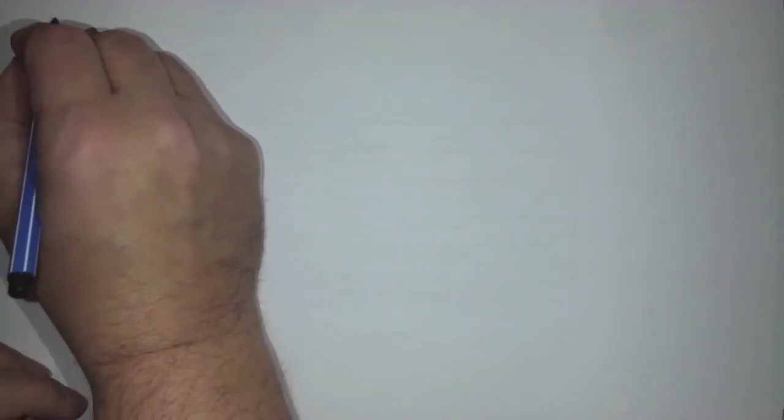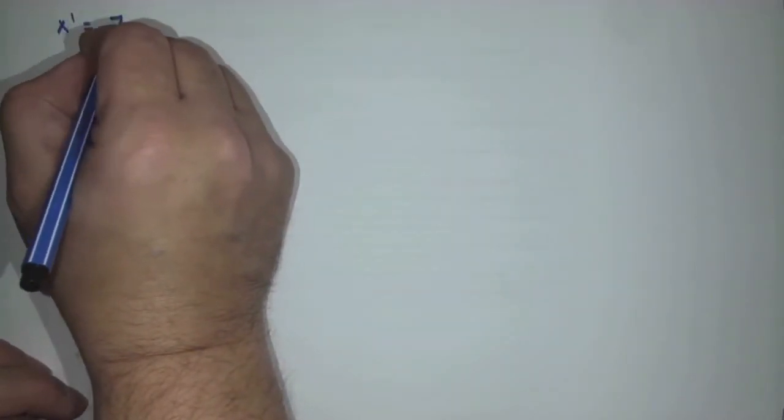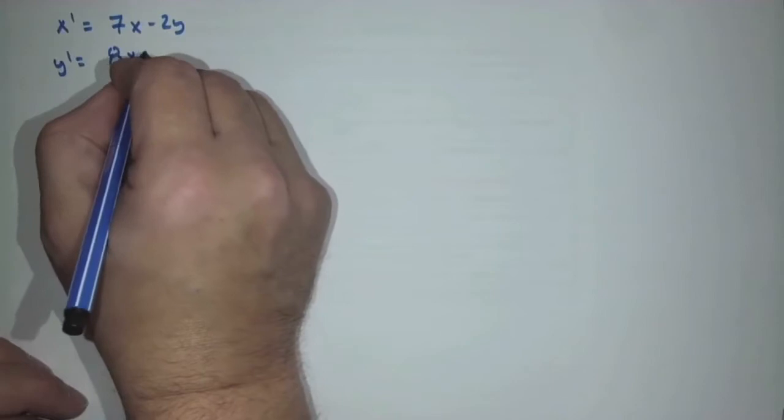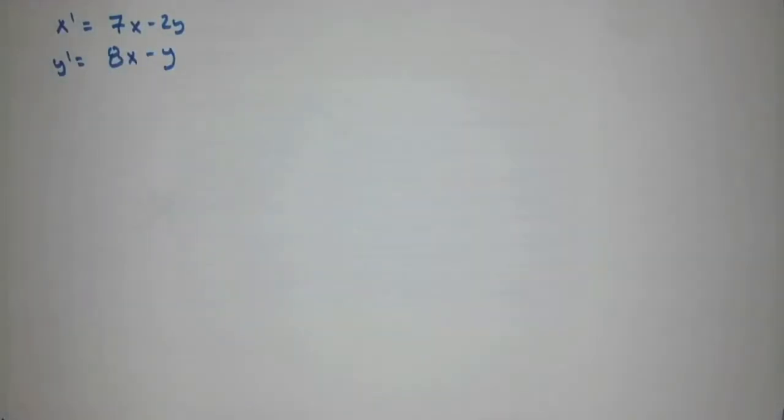Okay, so what's our basic setup? Well, we might have a system of equations. Let's say x prime equals 7x minus 2y, and y prime equals 8x minus y. Maybe that's our system here. And we want to talk about the eigenvalue method, because it says use eigenvalue methods. If we're going to use eigenvalue methods, we need eigenvalues, and so that means we need a matrix.